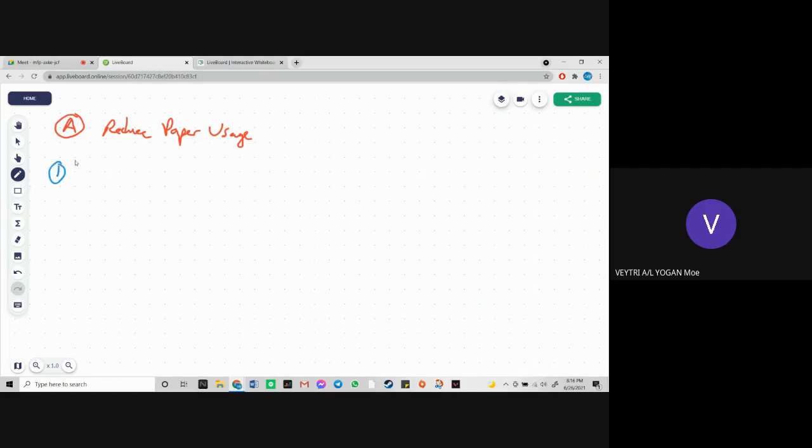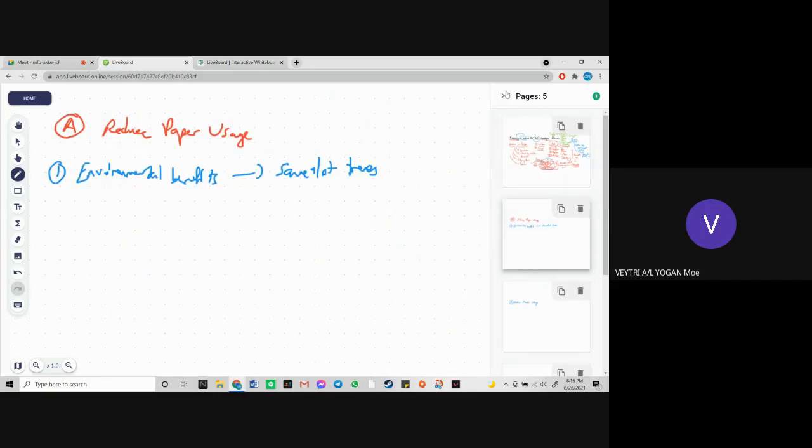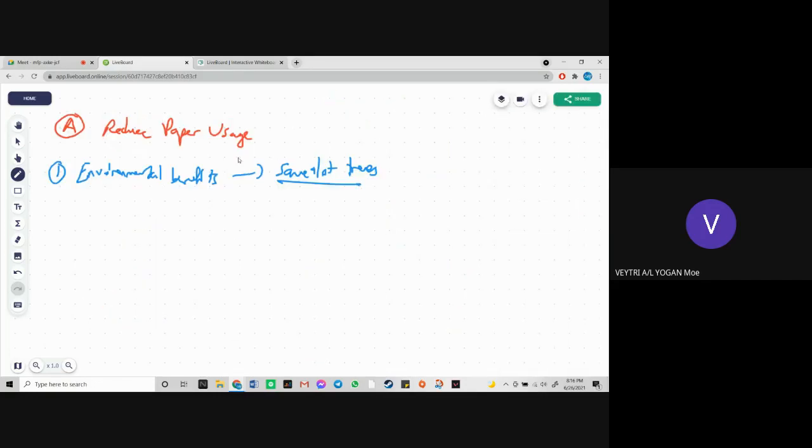I'll give some ideas. First and foremost, I think reducing paper usage gives us some environmental benefits. I think this is quite clear because we can save a lot of trees. Now you can see the connection between why we did the brainstorming session over here and the point which is over here. It is almost the same.